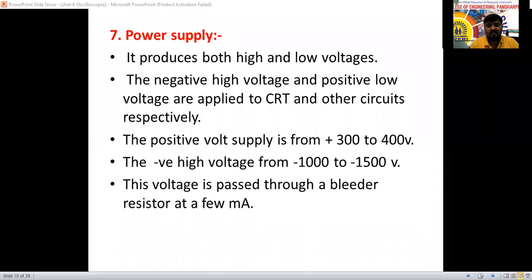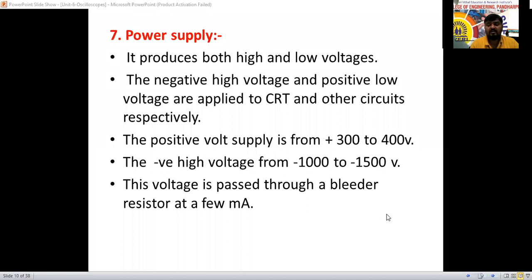The negative high voltage and positive low voltages are applied to the CRT and other circuits respectively. The positive voltage supply is from plus 300 to 400 volts. The negative high voltage is minus 1000 to 1500 volts. This is passed through a bleeder resistor at a few milliampere.